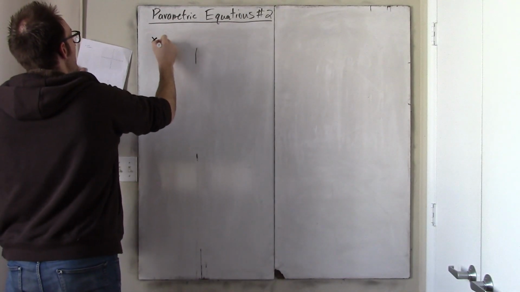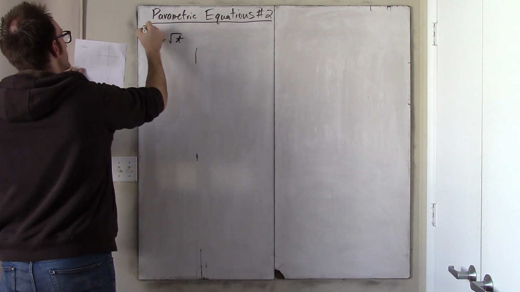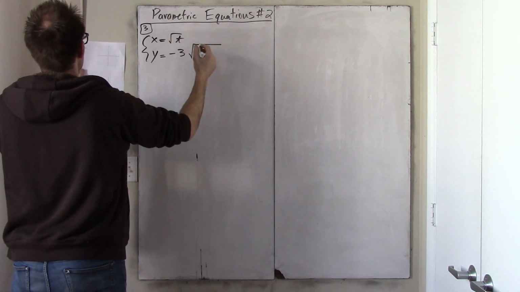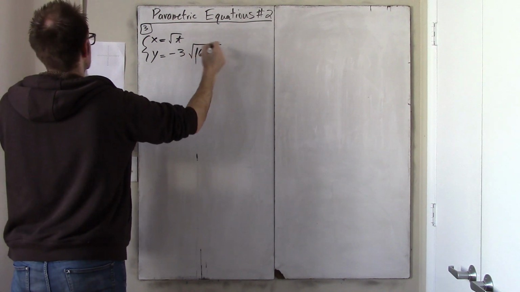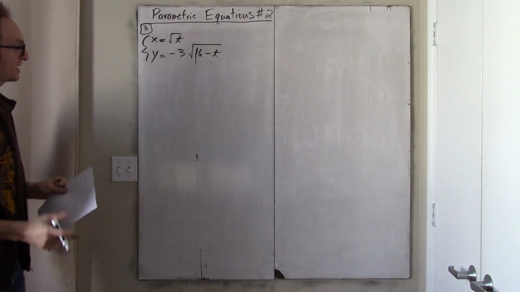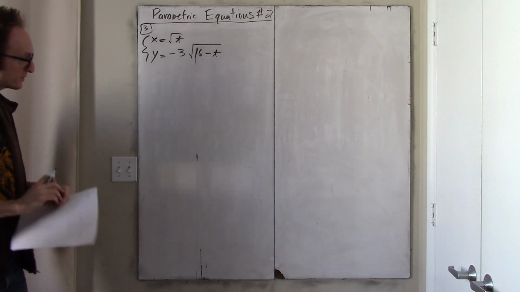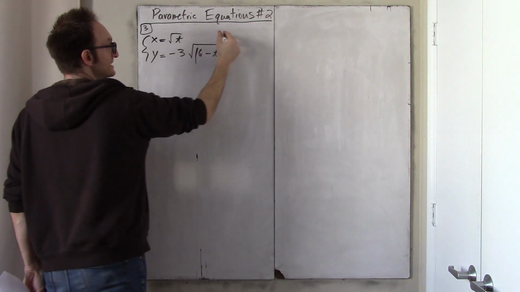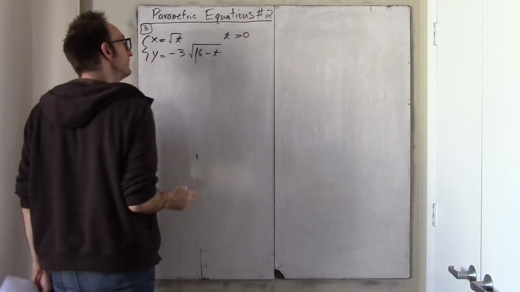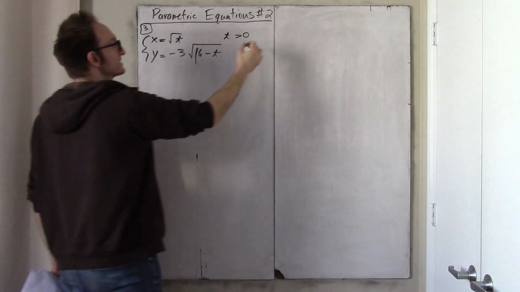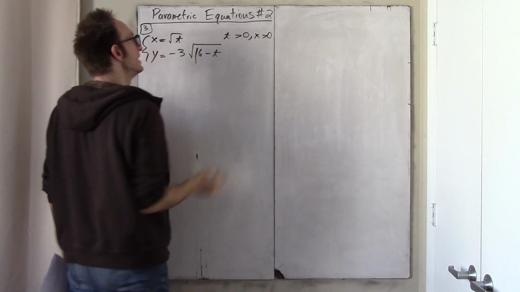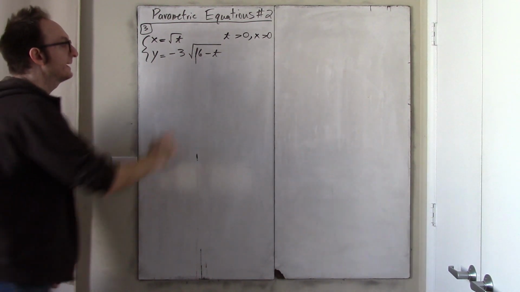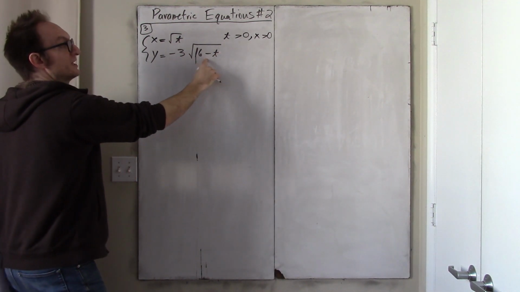X equals root t. This is number 3. Y equals -3 root 16 minus t. Okay, so we can just do our basic stuff with this. Well, I can only take the square root of a positive number, so it seems that t must be greater than 0. But it also seems true that x must be greater than 0, because the output of the square root function is always positive. Next, this is going to crash if t is too big.